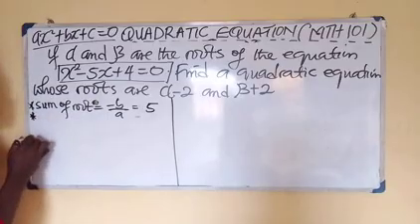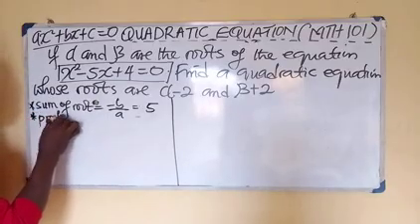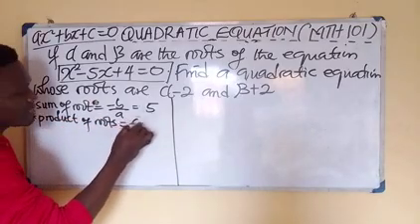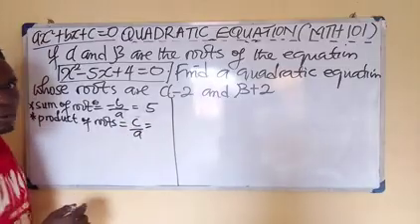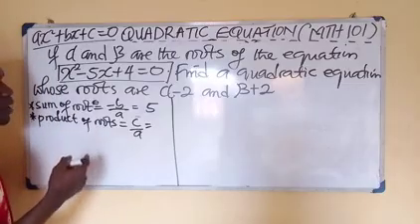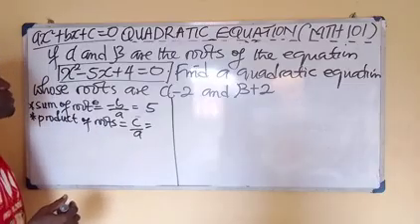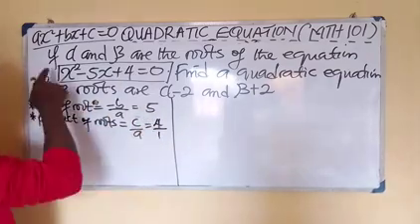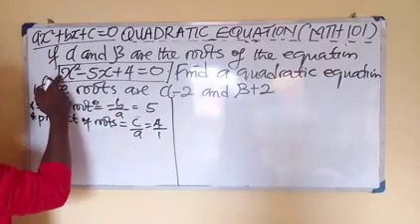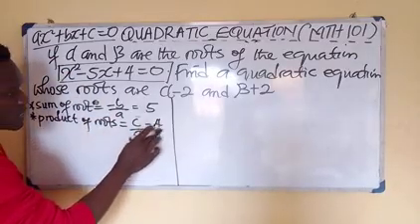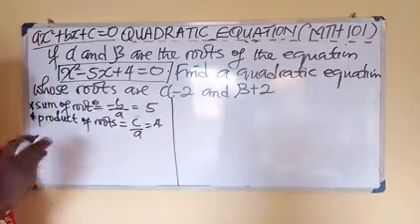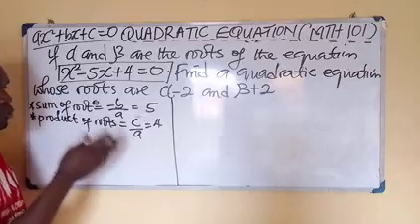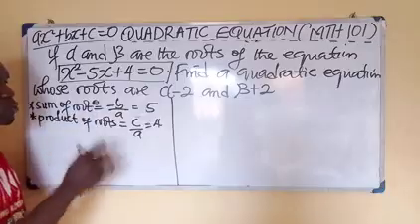Then the second instance is the product of roots. The product of roots is c over a. In this case, what is occupying the position of c is 4. So I'll say 4 over a, and a is 1 here, so it's the same thing as writing just 4. Now this is the first step: the product of roots is 4, the sum of roots is 5.